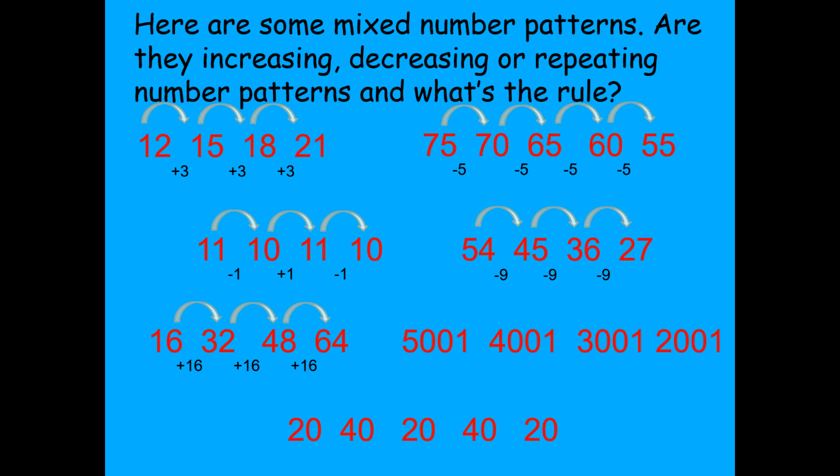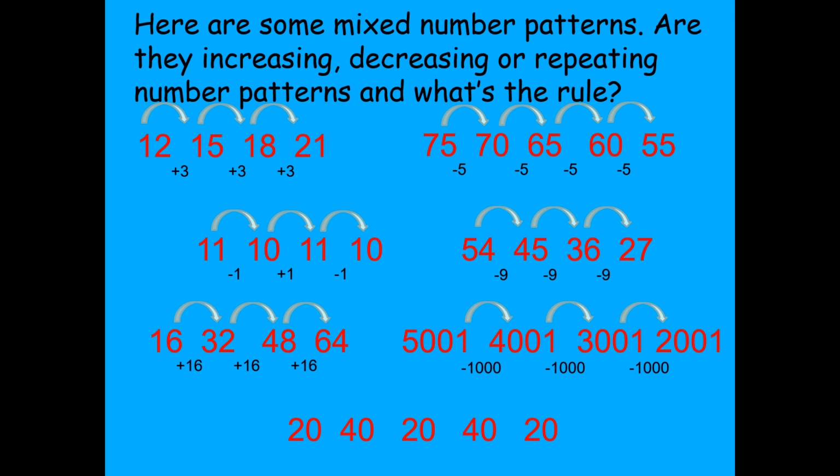Now we're starting all the way up at 5001. We're jumping down to 4001, then 3001, and 2001. Can you guess how many we've gone down the number scale? How much have we decreased by? Well, each time it's been -1000. Did you get that one?